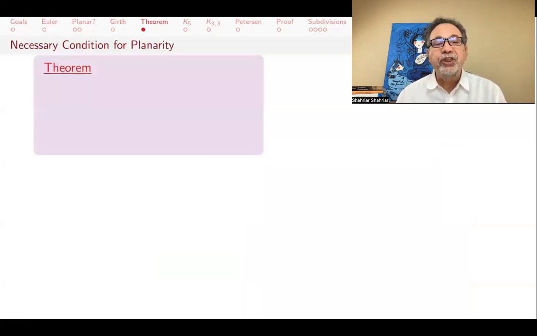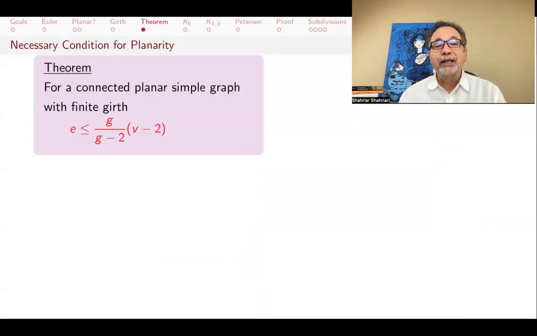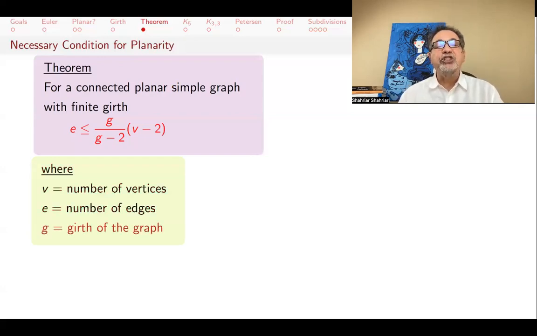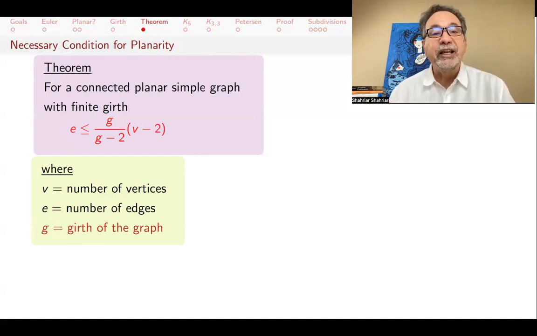relatively large. The theorem that we want to prove for planarity is that for a connected planar simple graph with finite Girth, the number of edges is less than or equal to g divided by g minus 2 times v minus 2. What are these things? Where v is the number of vertices, e is the number of edges, and g is the Girth of the graph. And the nice thing about this theorem is that it doesn't involve the number of regions.